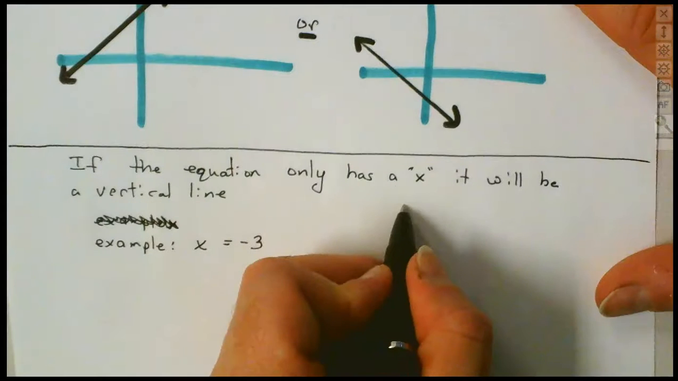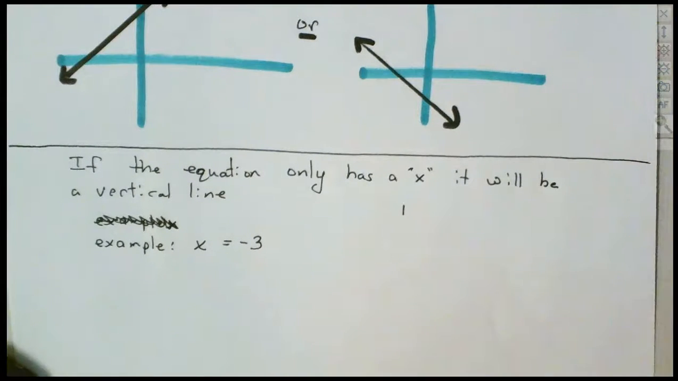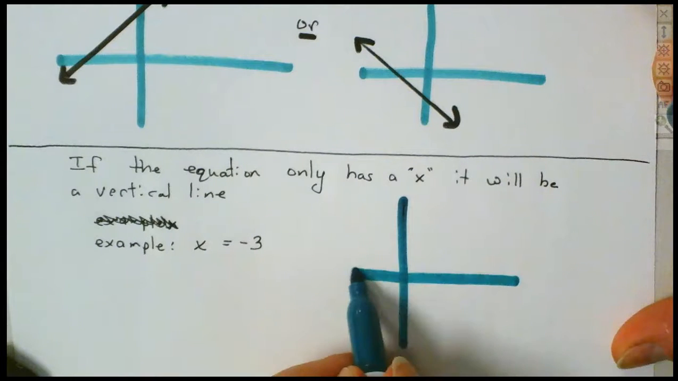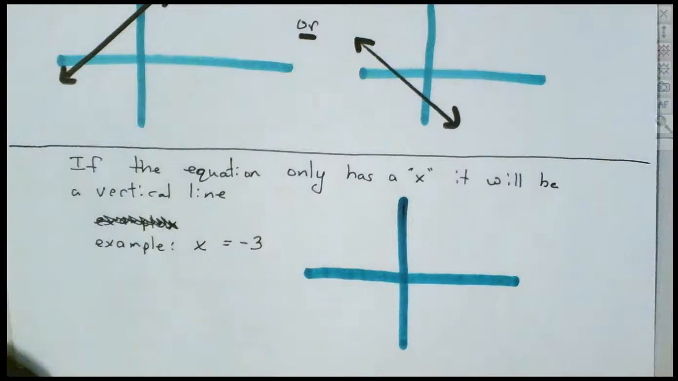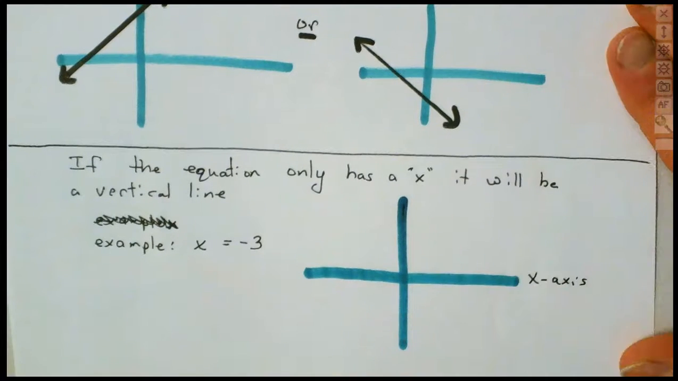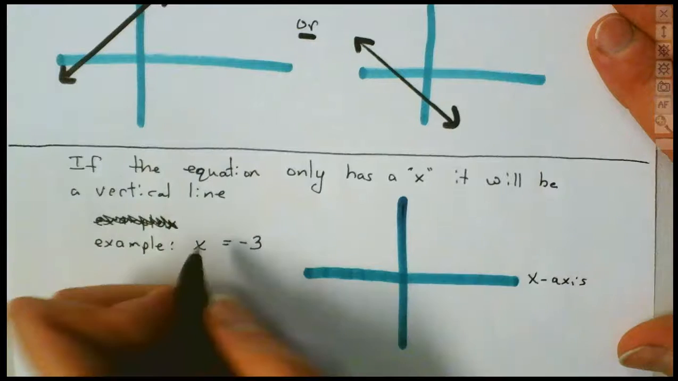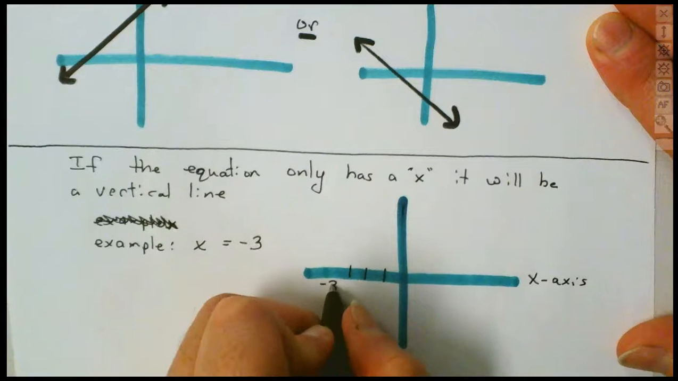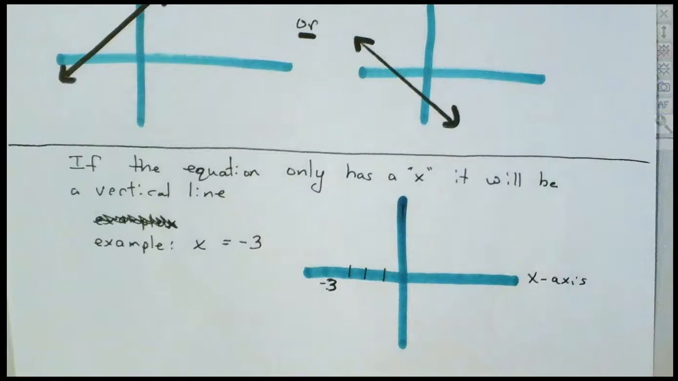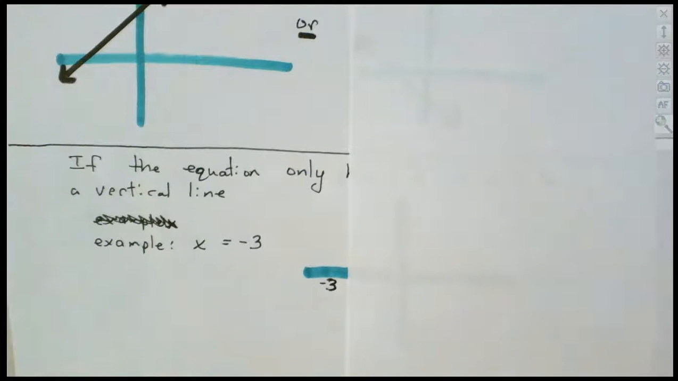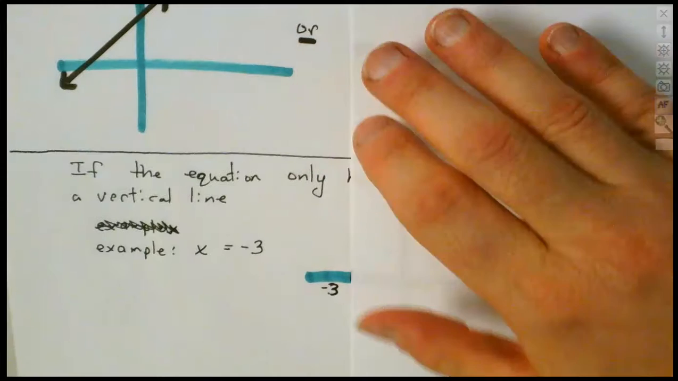And so what would this look like, and how would we graph it? Well, this one's going to be very easy to graph. We've got x equals -3. So remember, this is our x-axis. Where's x equaling a -3? Well, it's back here. So 1, 2, 3. We know that we only have the x part, and since we only have the x part, it's a vertical line. And that is then going to look like this.